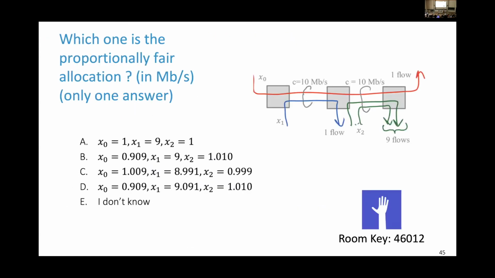Well, now it's time for a quiz. For another famous example that we have already seen several times in this lecture, I'm giving you 4 allocations, and I'm asking you which one is the unique proportionally fair allocation. So let me open the poll. You will have more time for this quiz.